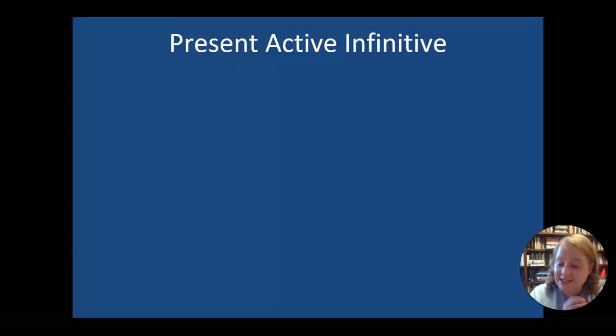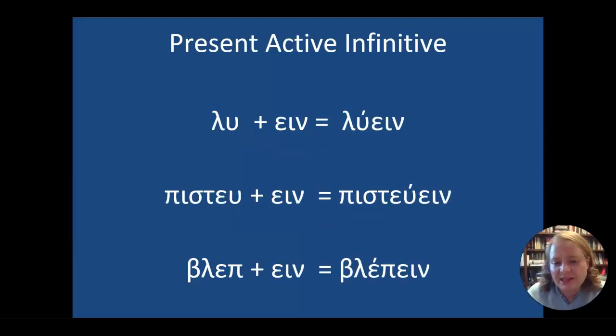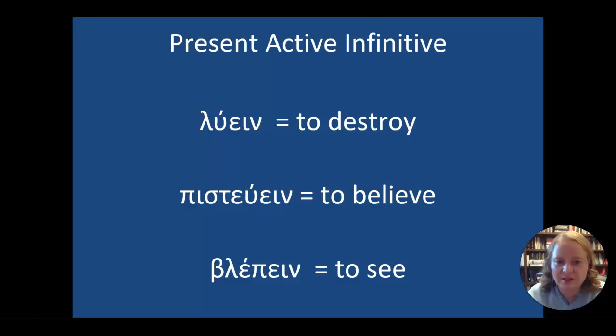So indicative means it indicates who is doing the thing. And infinitive means we don't know. And so in English, we tend to just use the word to say this. So to destroy, to believe, to learn, to see. The way that you do this in Greek is you take that same stem, whatever we just had, and you add to it this ending, epsilon, iota, nu, ein. So this is what it looks like. Luein, pisteuein, blepein. And it means to destroy, to believe, to see. Luein, to destroy. Pisteuein, to believe. Blepein, to see.